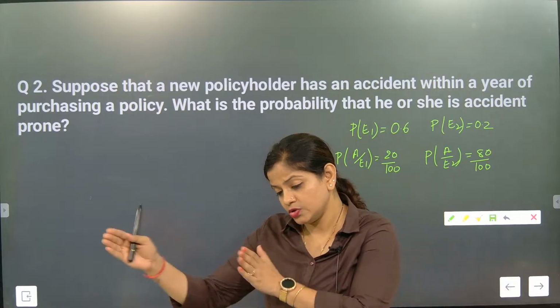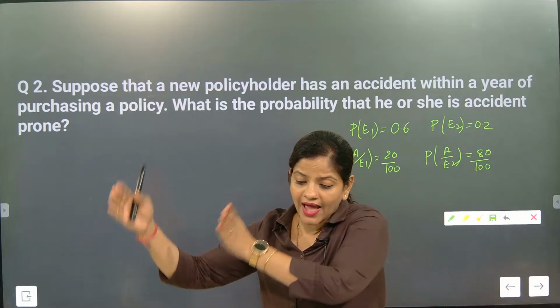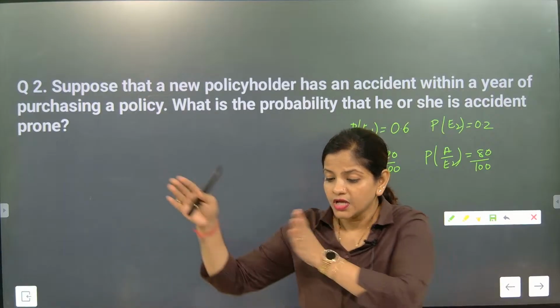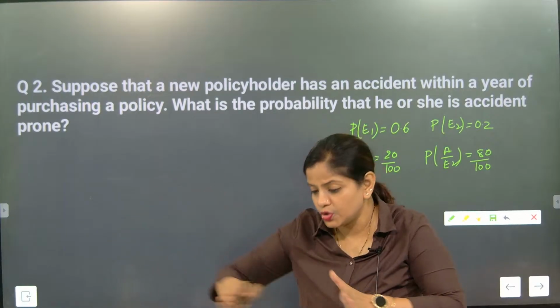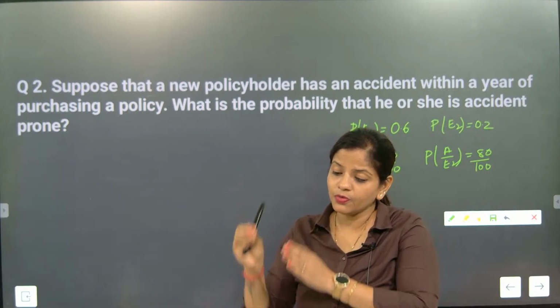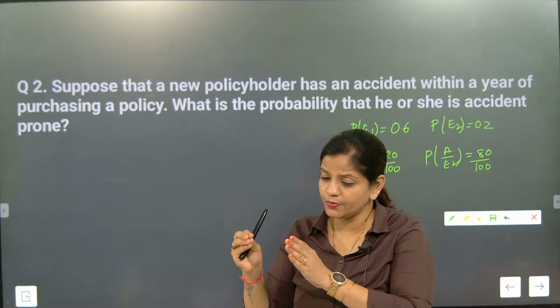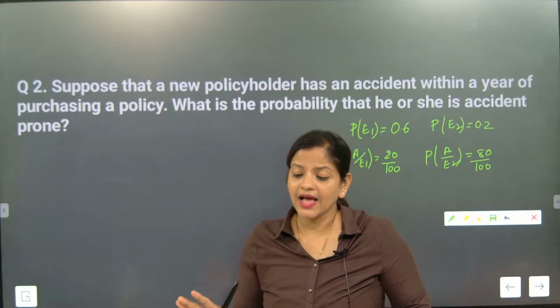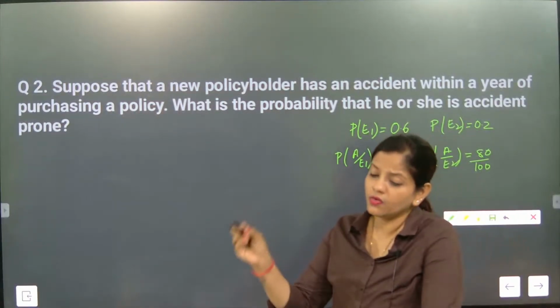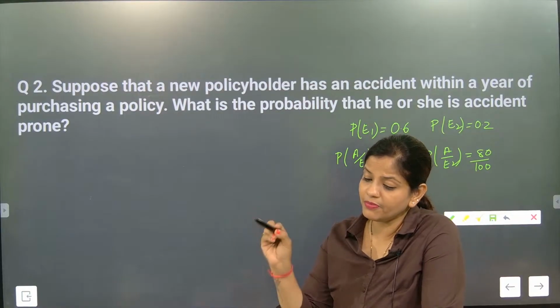One part, two different sections are there: accident prone, not accident prone. The total part is coming, and from that they are telling accident prone, and he or she has an accident within a year. Okay, so this part will come totally with only one section, and that is Bayes theorem.